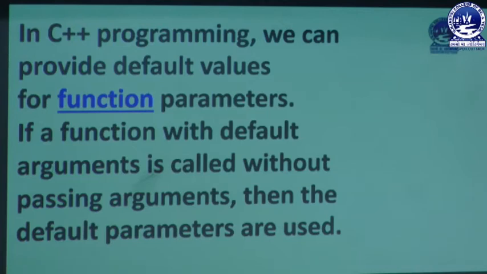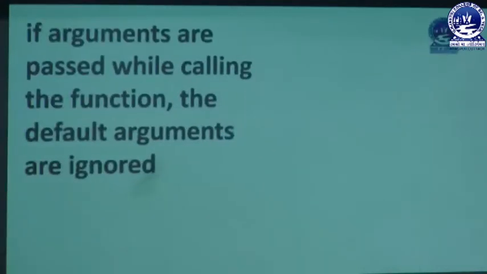Now I am going to discuss another powerful feature which is called default argument. In C++ programming, we can provide default values for function parameters. If a function with a default argument is called without passing an argument, then the default parameters are used. It is a very interesting feature. If arguments are passed while calling the function, the default arguments are ignored.